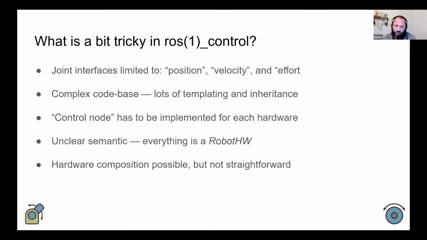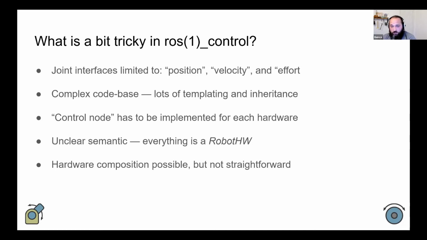We also realized that the code base was a little bit too complex, to the point that really only a very small group of people would understand how to go about extending the framework in any direction. Too much templating and way too much inheritance, too many layers of inheritance hiding things. And then, as already mentioned, the whole boilerplate phenomenon where this control node always had to be implemented every time someone tries to enable a new robot with ROS control.